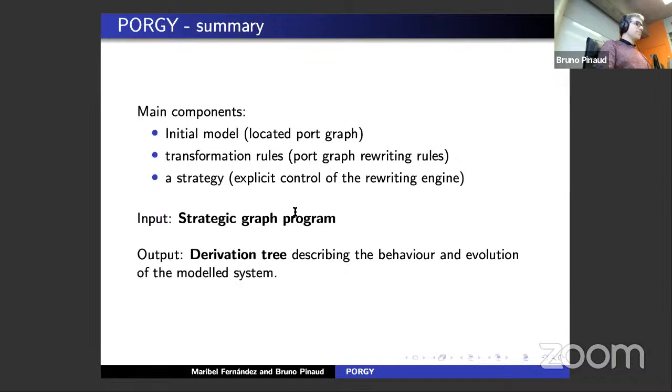So actually the input for PORGY is what we call a strategic graph program. It's a graph, initial state, with a set of graph rewriting rules with a strategy. And what PORGY does is to build this derivation tree. And that's a really distinctive feature of PORGY. It shows you the full trace of the rewriting, and it allows you to interact with the tree.